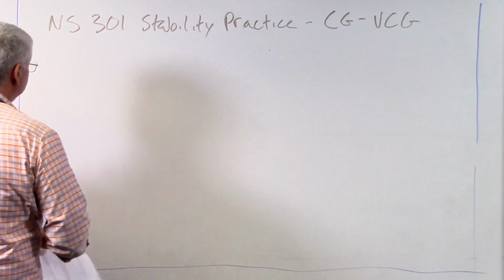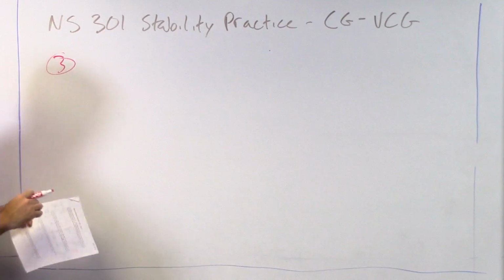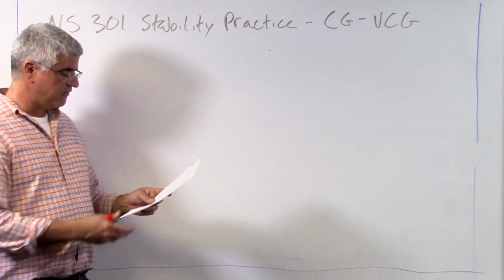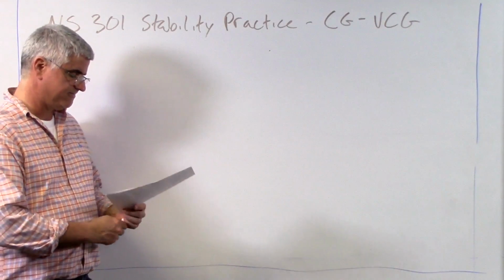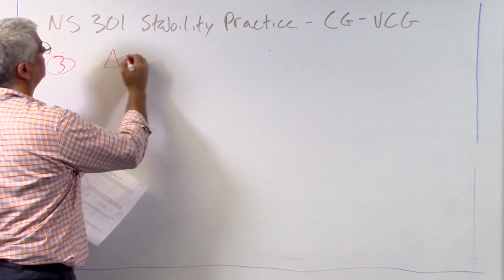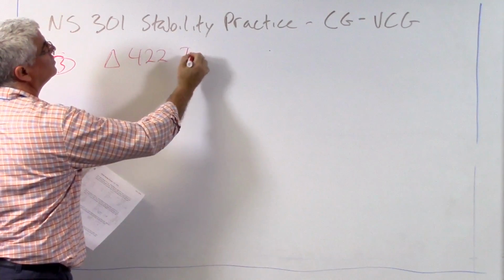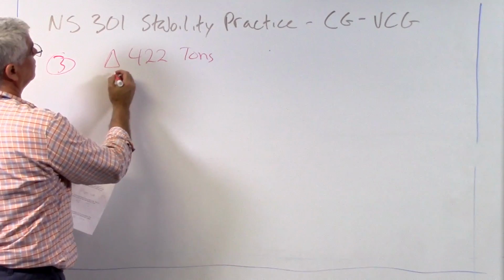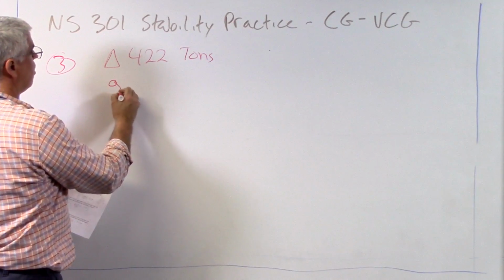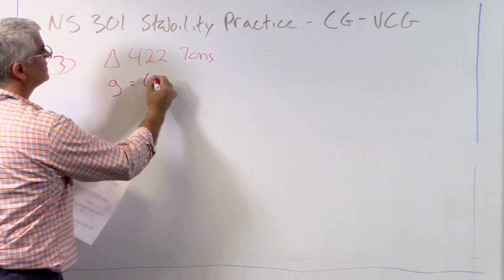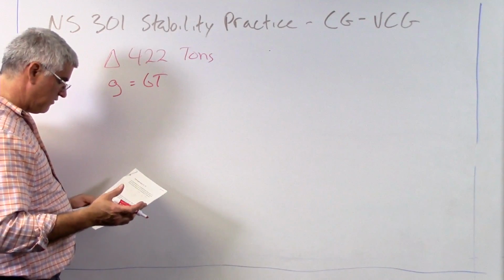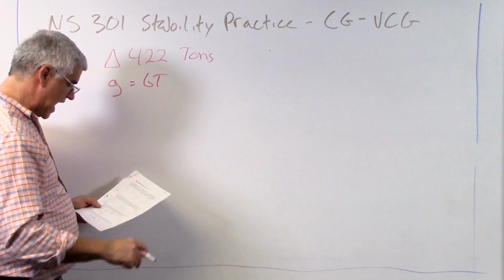Okay. So, problem 3 on this same sheet. Well, in this problem, they tell you that your vessel displaces 422 tons. Okay? So my displacement is 422 tons, total displacement. And I have about 6 tons of fish. Okay? So my small weight is going to be 6 tons. And they want to know, what is the shift of gravity if I shift that fish down 7 feet?